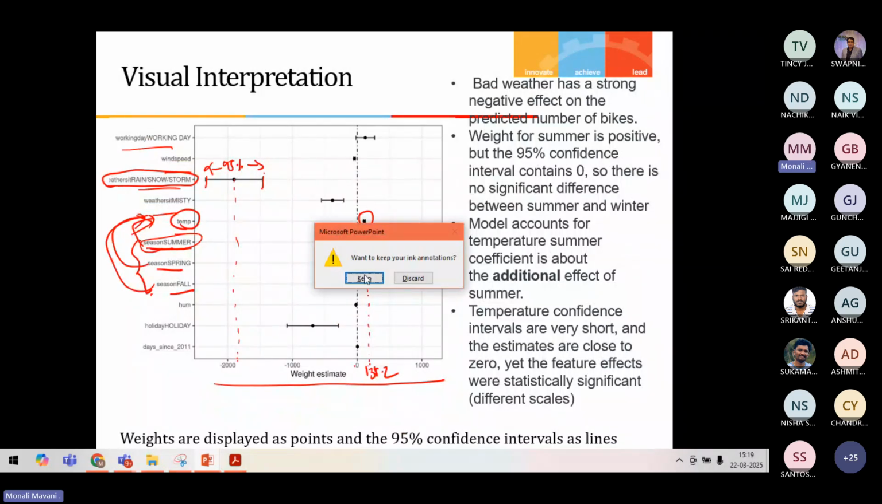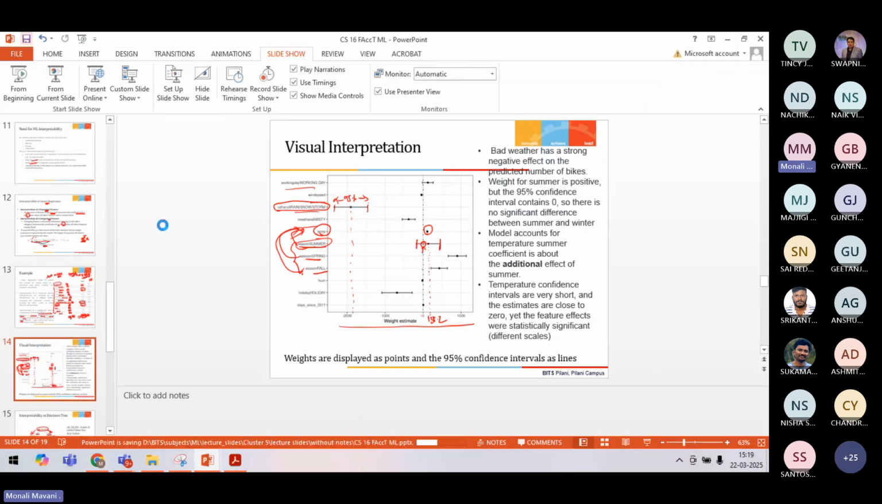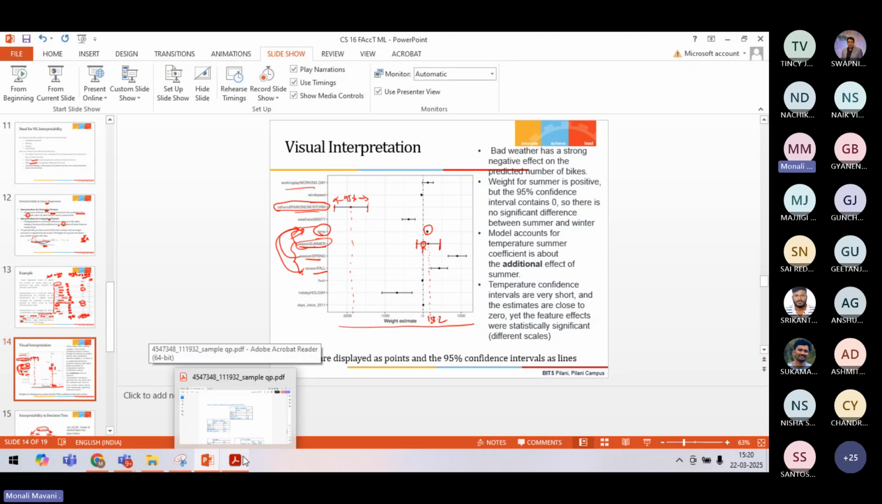It's very important to interpret the results, weights, etc., because ultimately you have to make a decision. So for a decision support system, interpretability will play a major role. Okay, so I have completed the syllabus here.